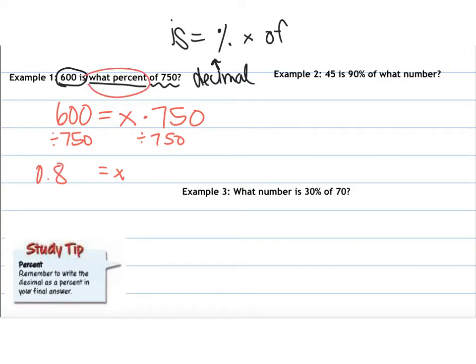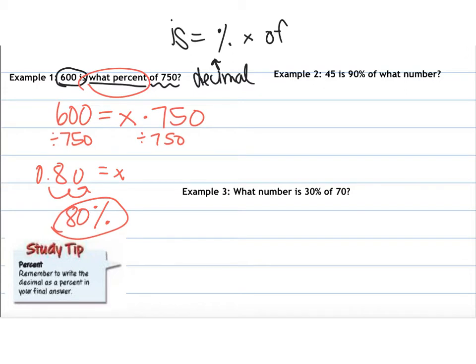Now it's asking for what percent, so we need to turn this decimal into a percent, so we need to move the decimal 2 spots to the right. Oops. Let's try that again. 1, 2. Fill in with a 0, so it would be 80%. So if they're asking you to find the percent, once you get your answer back, you need to move the decimal 2 spots to turn it into a percent. You cannot keep it as a decimal. Okay.